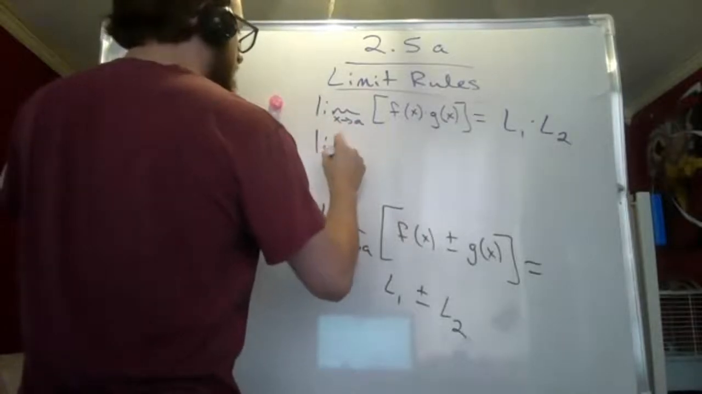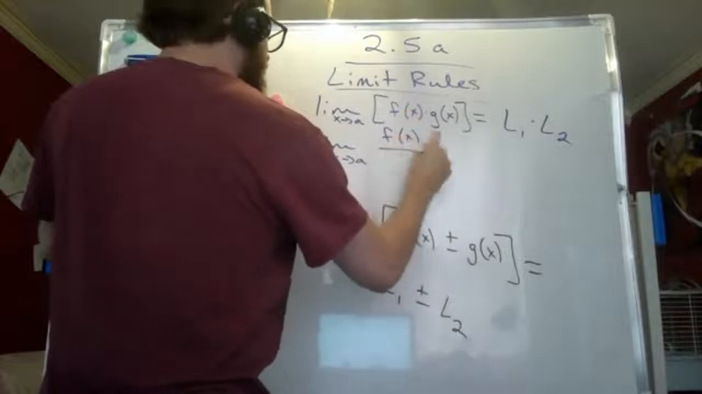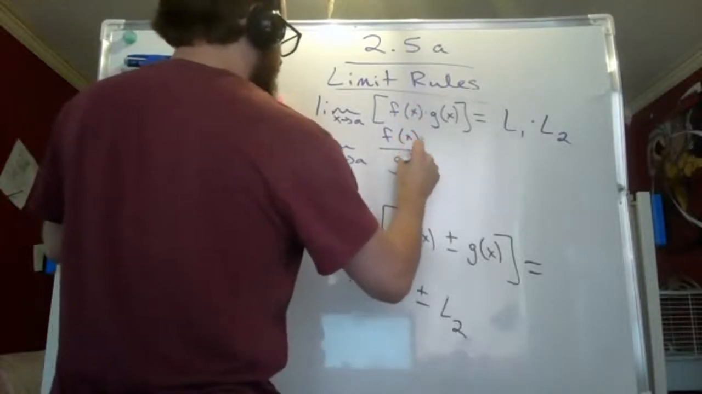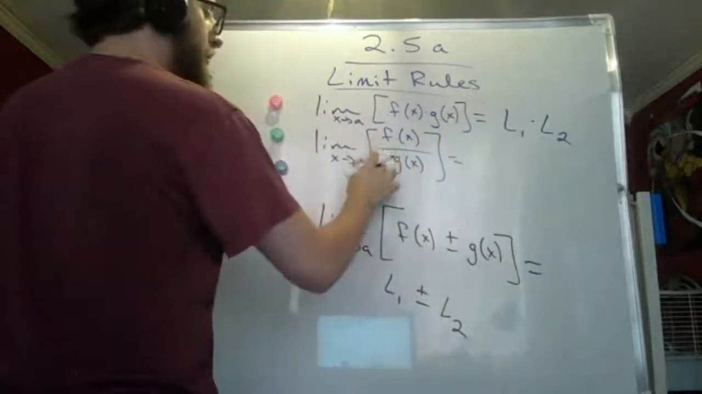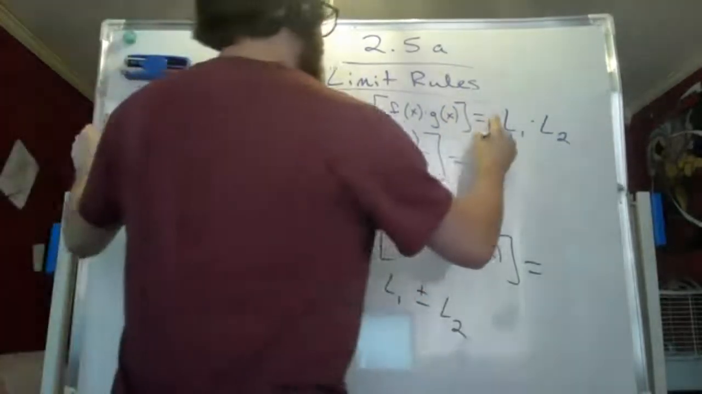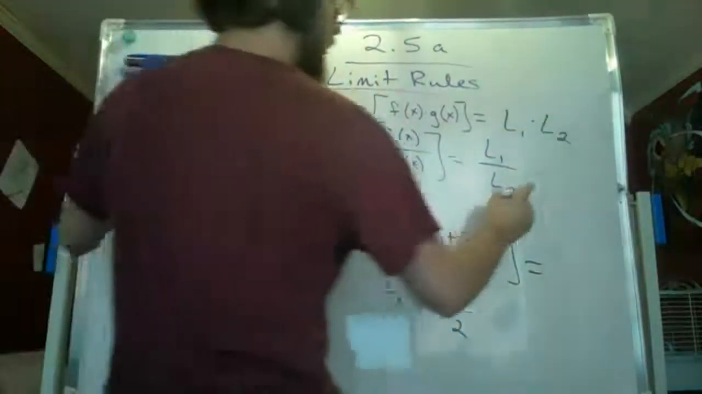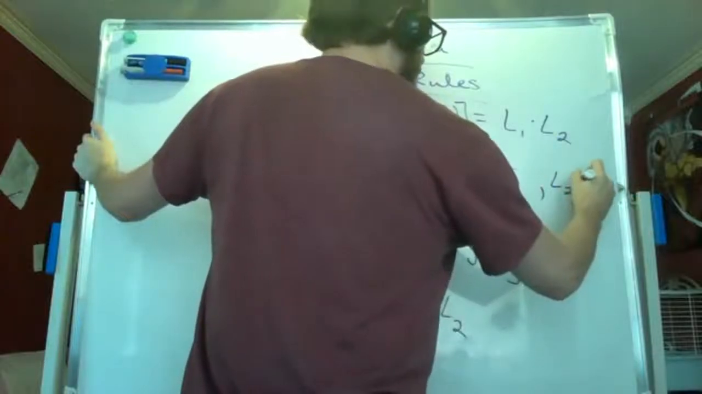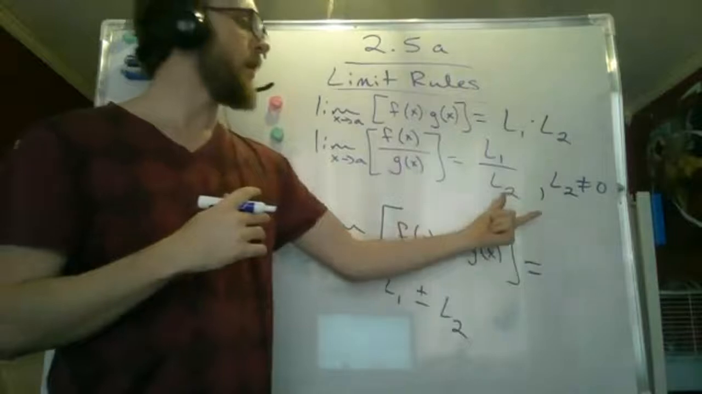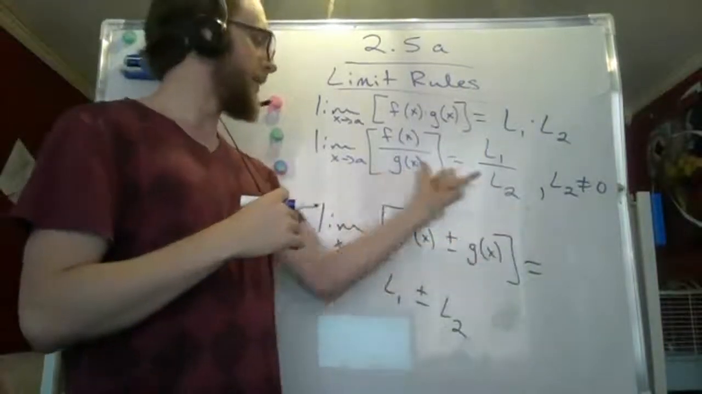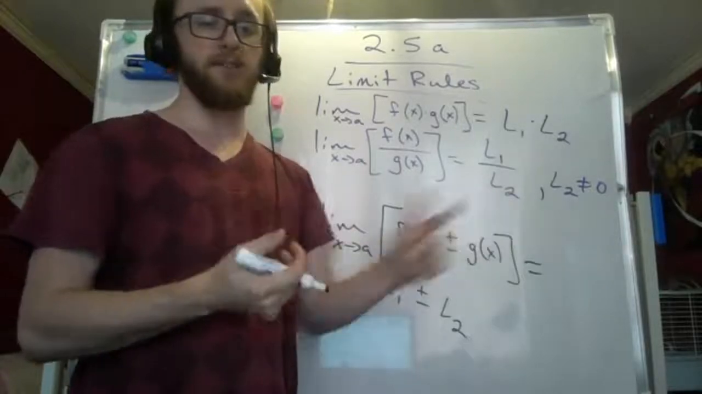If we have the limit as x goes to a for f of x divided by g of x, then again, you can just do the top and bottom, leave the division alone. This is L1 divided by L2, with the assumption L2 does not equal 0. Because if L2 does equal 0, then obviously we have some problems here, and then this rule doesn't work. So keep that in mind, we still can't divide by 0 here.